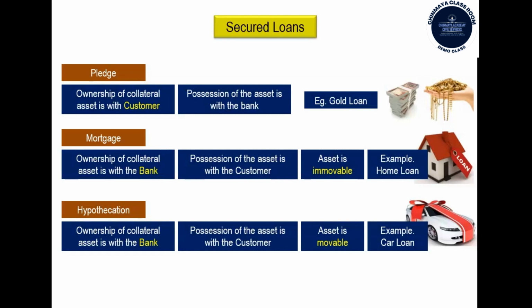So pledge: I'm taking some gold, giving it to the bank, and taking the money. The gold is owned by me and my family, but it is currently possessed by the bank as collateral for the loan. So this is a pledge. Ownership is with the customer, possession is with the bank. When I am buying a new apartment through a bank loan, the apartment's ownership will be with the bank, but I will be living in and using the apartment until I complete the loan. So ownership is with the bank, possession is with the customer, and the collateral is immovable. That is a mortgage. When the same thing happens for a movable property like a machine or a car, that is a hypothecation. Got it?